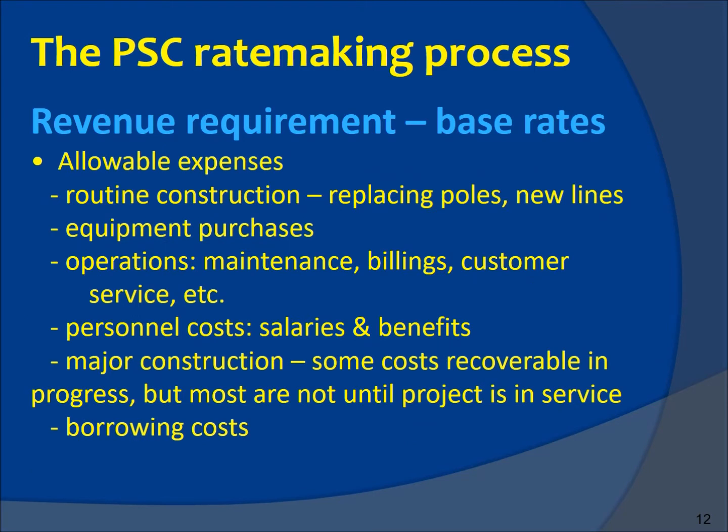To calculate a revenue requirement, the first step is to determine a utility's allowable expenses. These include routine construction, equipment and material purchases, operational costs including maintenance, billing, customer service, and others, personnel costs such as salaries and benefits, the cost of major construction projects once they go into service, and any borrowing costs.